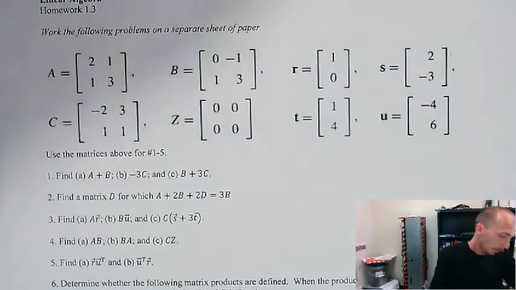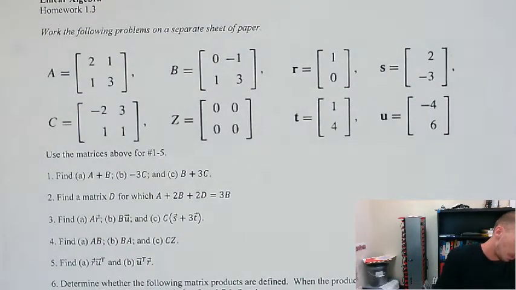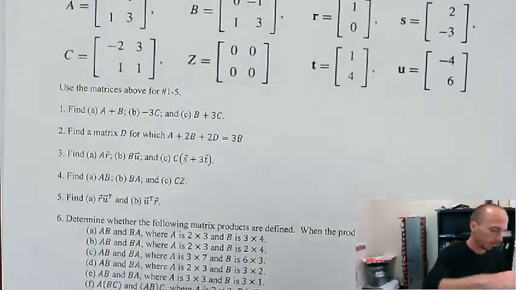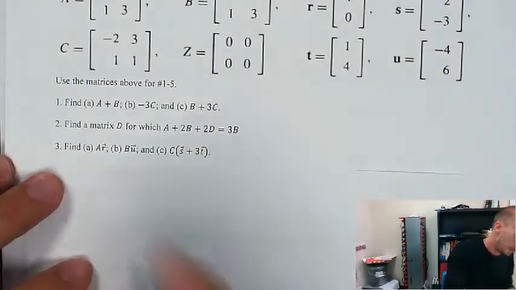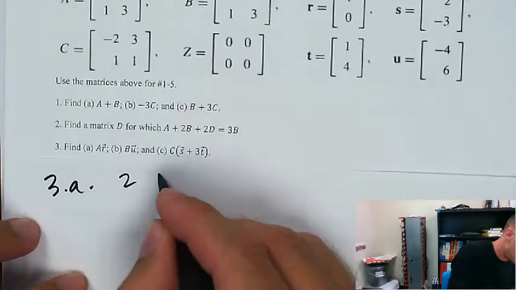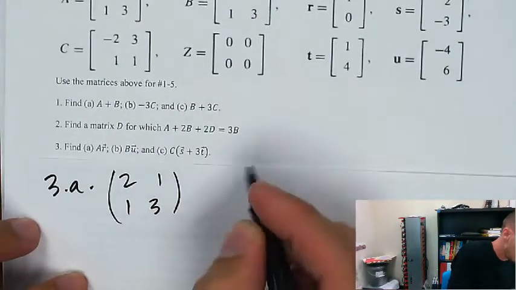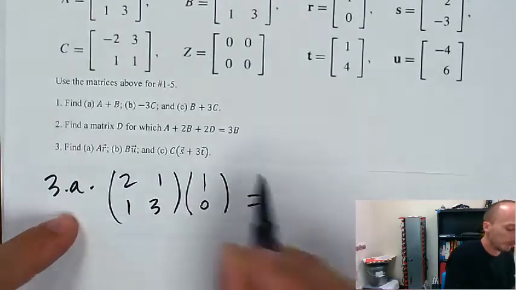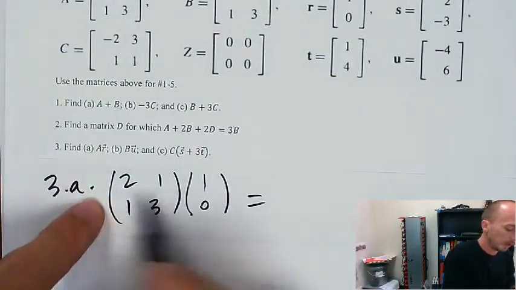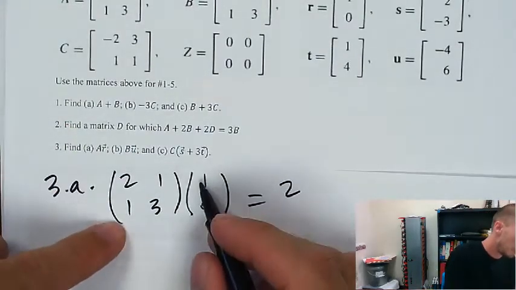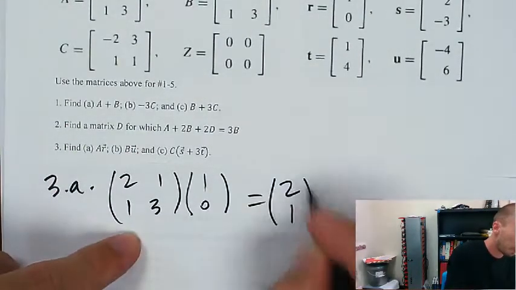Okay. Number 3, AR, BU, and 3 times S plus 3T. All right, can't wait to do that. Okay, just try this upside down. AR is going to be 2, 1, 1, 3 times R is 1, 0. Oh, that'll be easy enough. Okay, first row, first column is 2 plus 0, and then down here it'll be 1 plus 0.